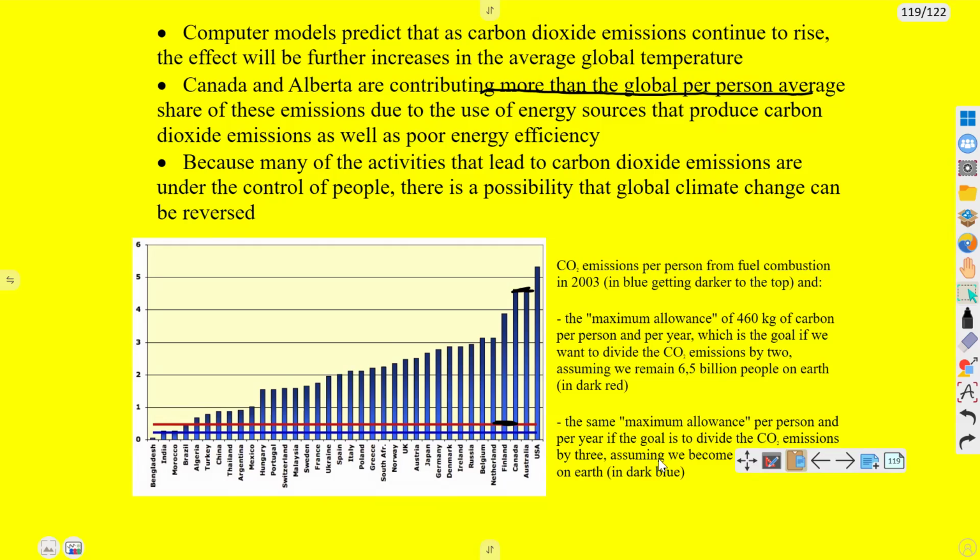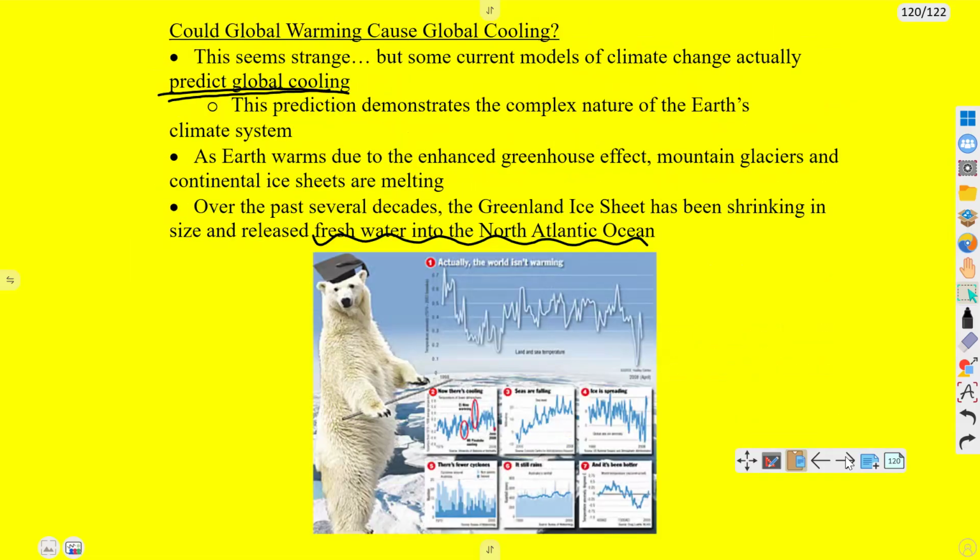Now, as we take a look, the United States is absolutely right above us in the amount per person, but we're kind of tied, or statistically tied, with Australia for second place. So the maximum allowance is what we want to try to get down to, this red line. That is our preferred level. The planet has a long way to go. We definitely have a very long way to go.